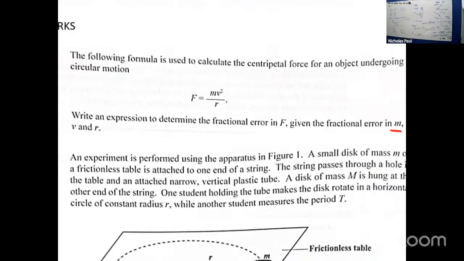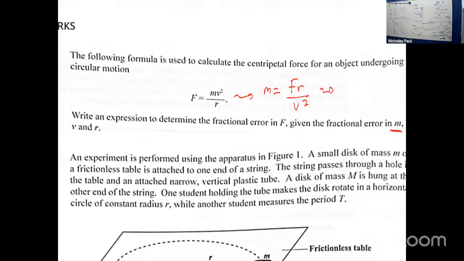Right? They want the fractional error in M. So what's the first thing to do? Make M the subject, right? So M is equal to FR all over P squared. Everybody okay with that?